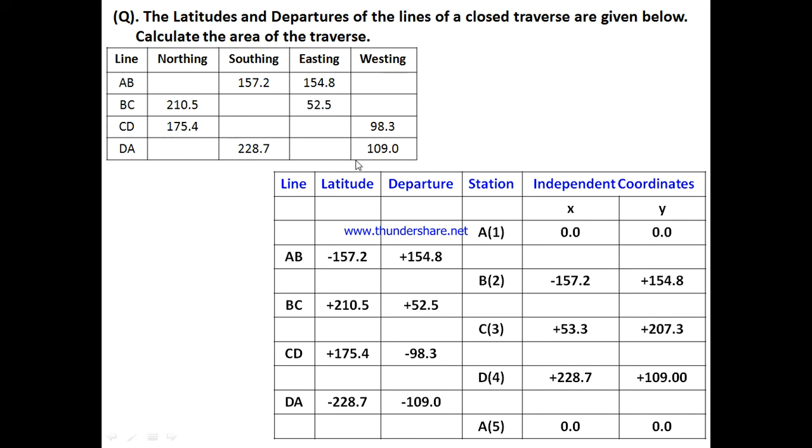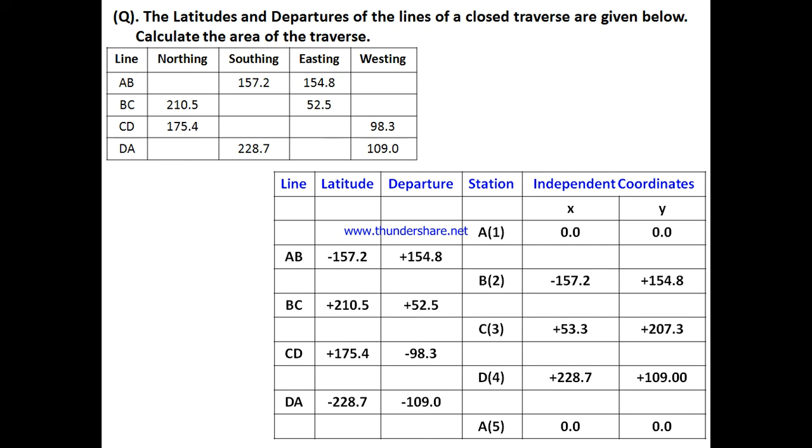So the latitude value will be, since it is southing, 157.2, which we will take as negative latitude, so minus 157.2, plus 210.5 as it is, plus 175.4 as it is, but here again 228.7 is towards southing, so we are considering it in the latitude column with a negative value. Now for calculating the departure from easting and westing, this is taken as it is, positive, 52.5 is taken as it is, positive. Now this 98.3 will be negative because it is towards the west direction, and this will also be considered negative, taking the west direction.